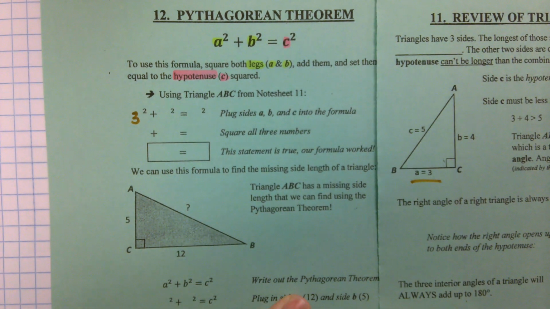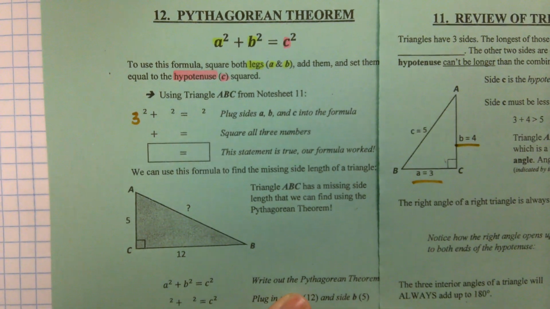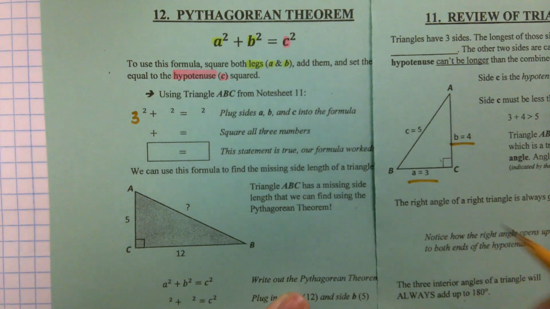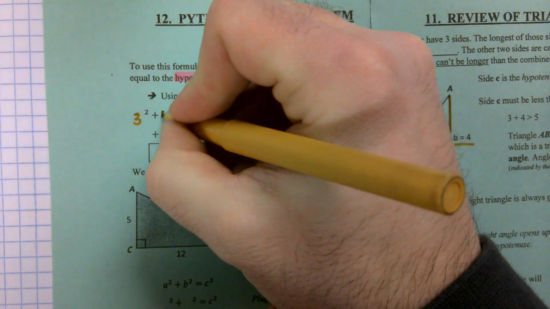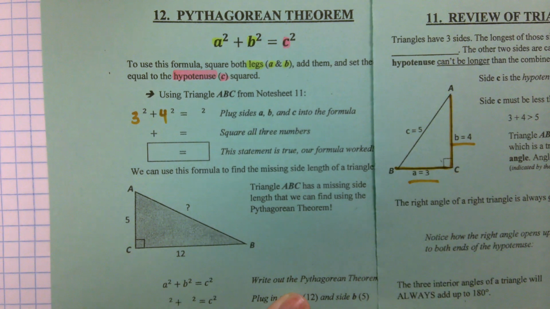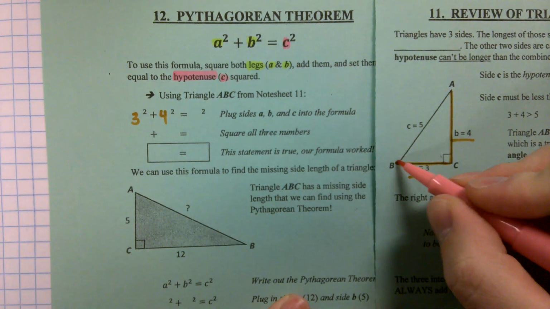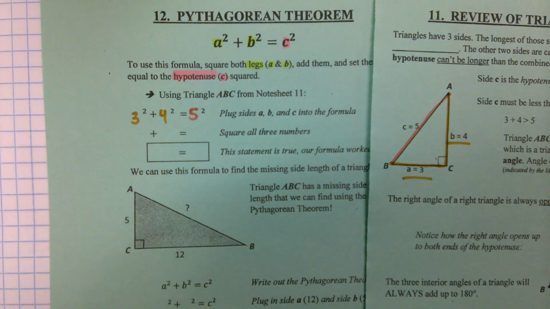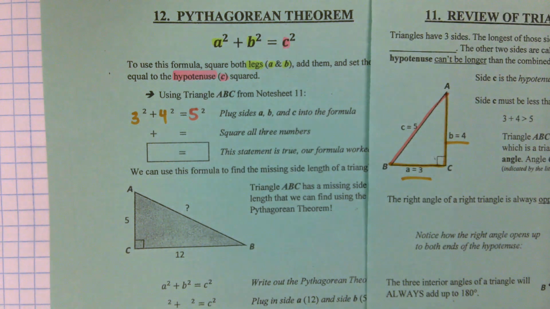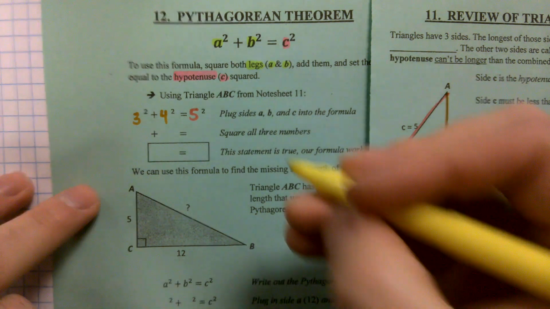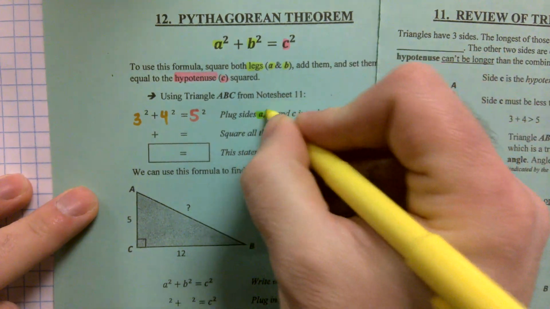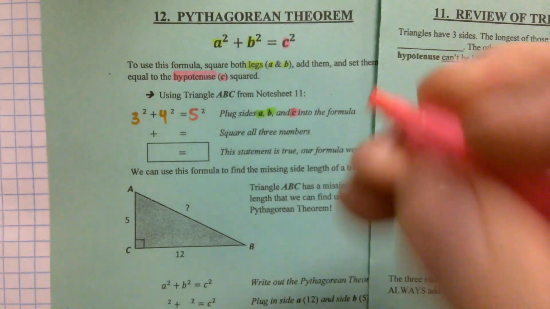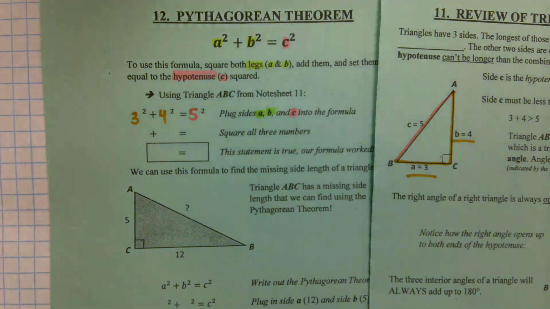So 3 squared. What is B equal to? 4. My side B is 4 units long. I'm going to plug that in for B. And what is my hypotenuse equal to? 5. C is equal to 5. So we plugged in for A, B, and C.